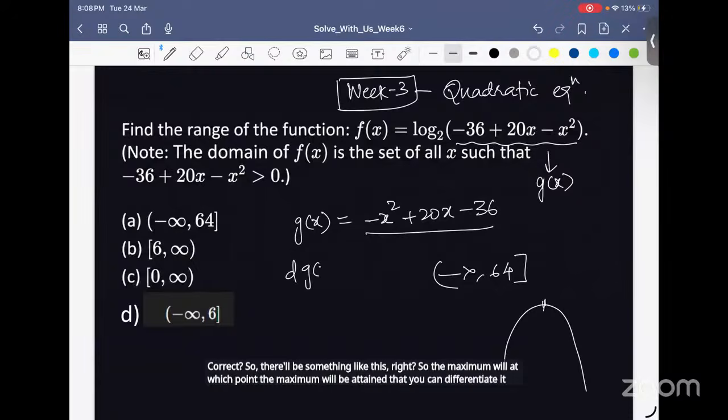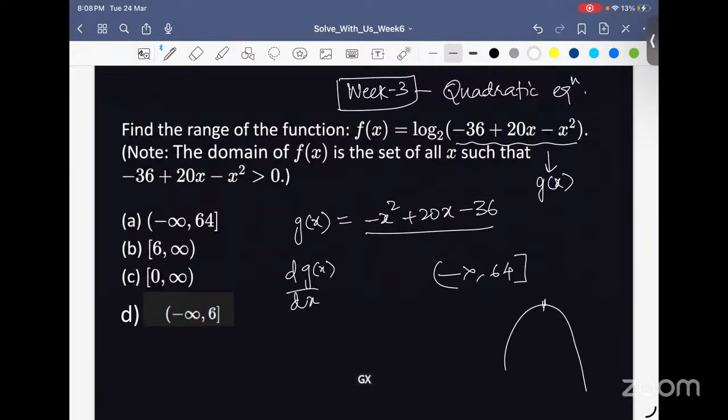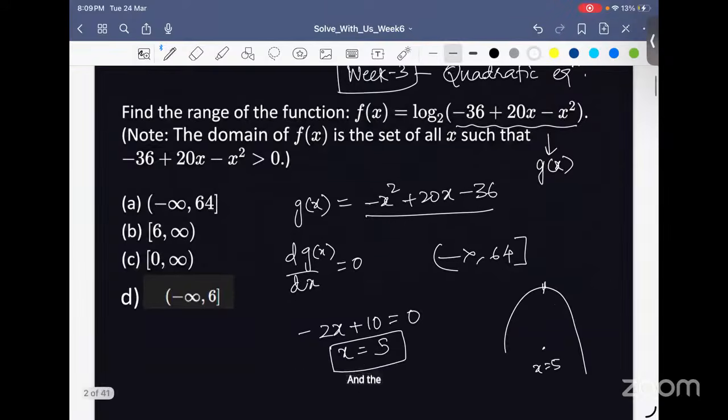d of g(x) by dx equals 0, right? So minus 2x plus 10 equals 0. So x equals 5. At x equals 5, you will be attaining the maximum. And what will be the maxima? g of 5. g of 5 is 64. That is what you have said. Correct. So this value is 64.